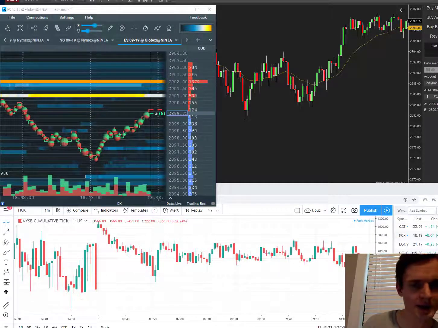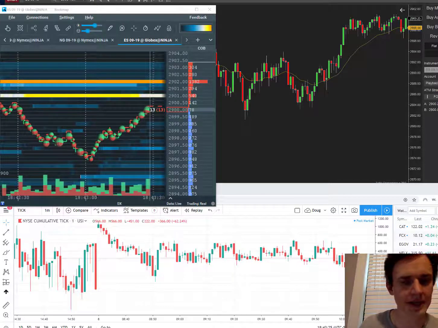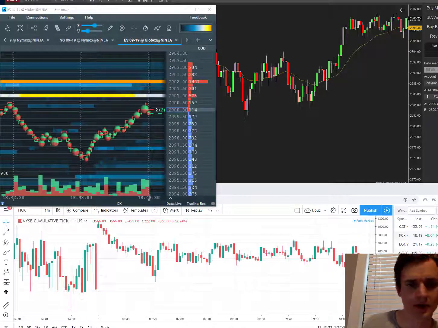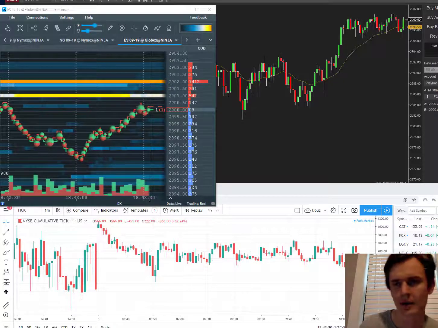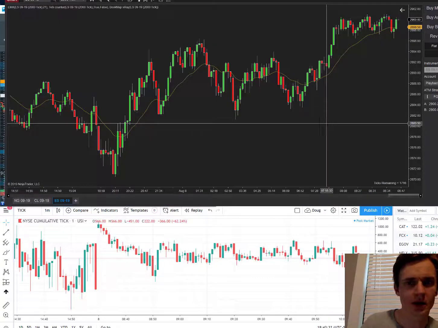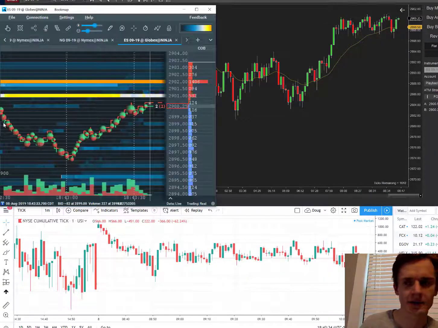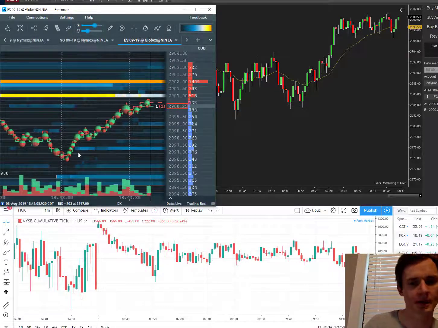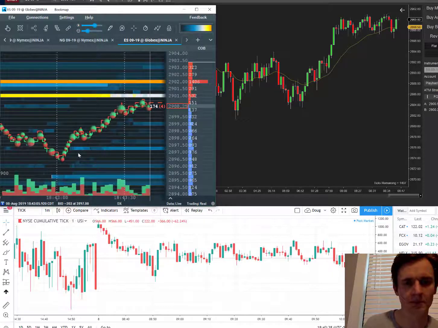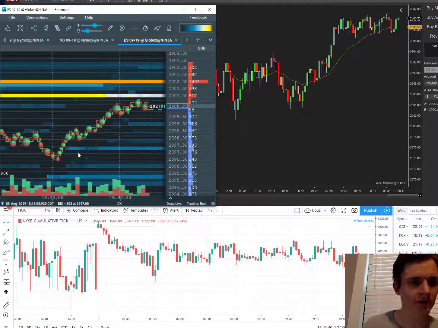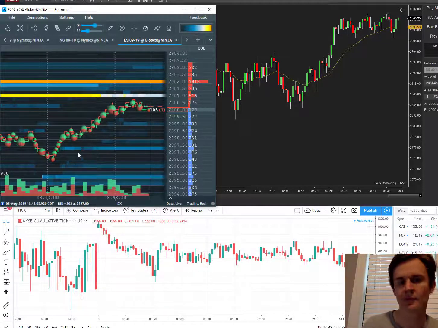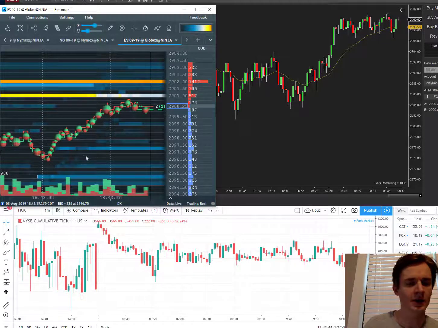Yo, it is August 8th, 2019. This is the ES 2000 tick chart, and it was an all up day today. I just wanted to show you guys what that kind of looks like when I'm watching Bookmap, my order flow machine. All right, so I want to show you what I'm looking at here.